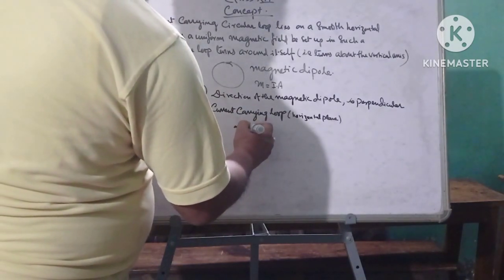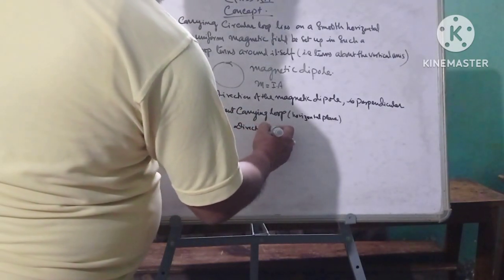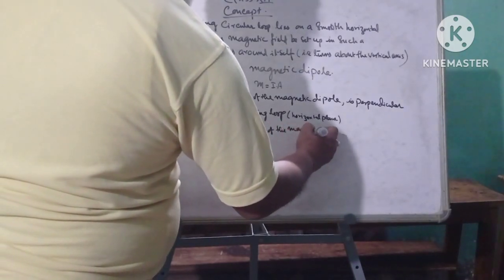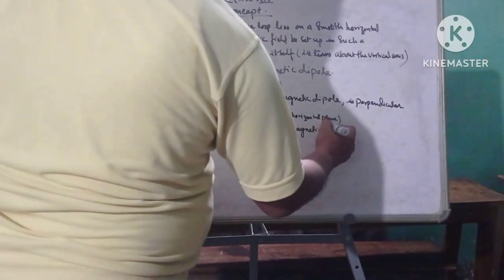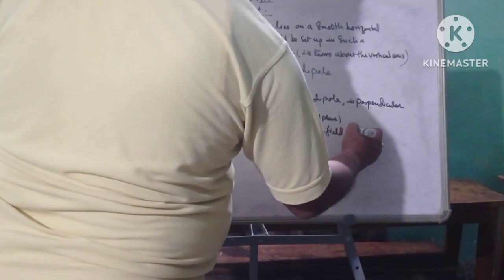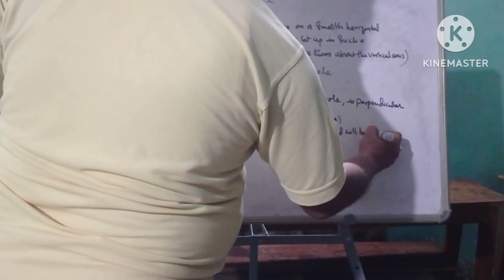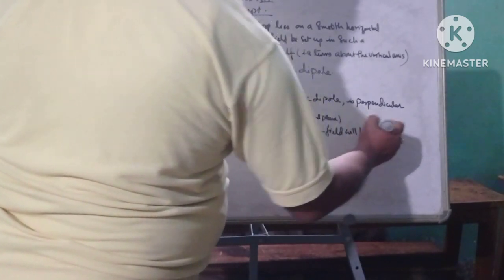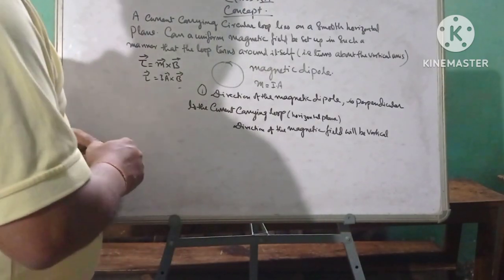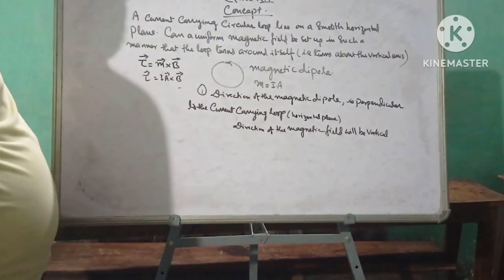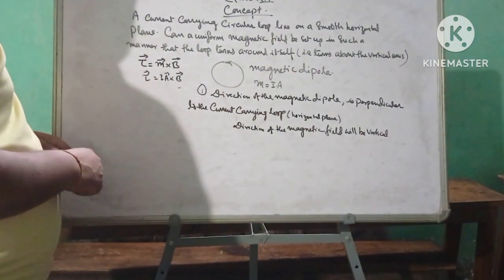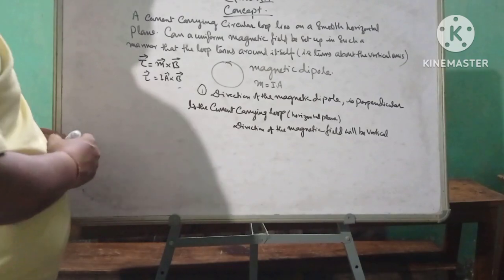The direction will be vertical. Remember that the direction of the magnetic dipole is perpendicular to the current carrying loop, and the loop is in the horizontal plane, so the direction of the magnetic dipole will be vertical.